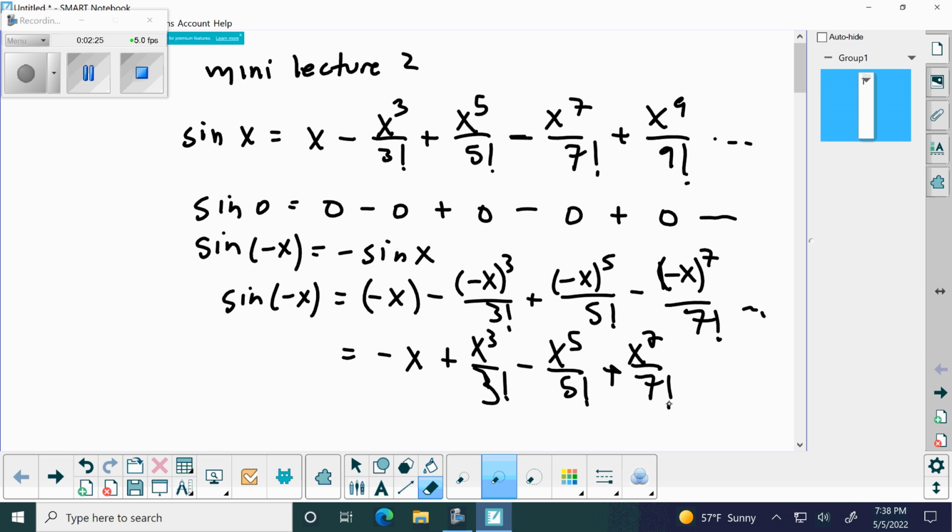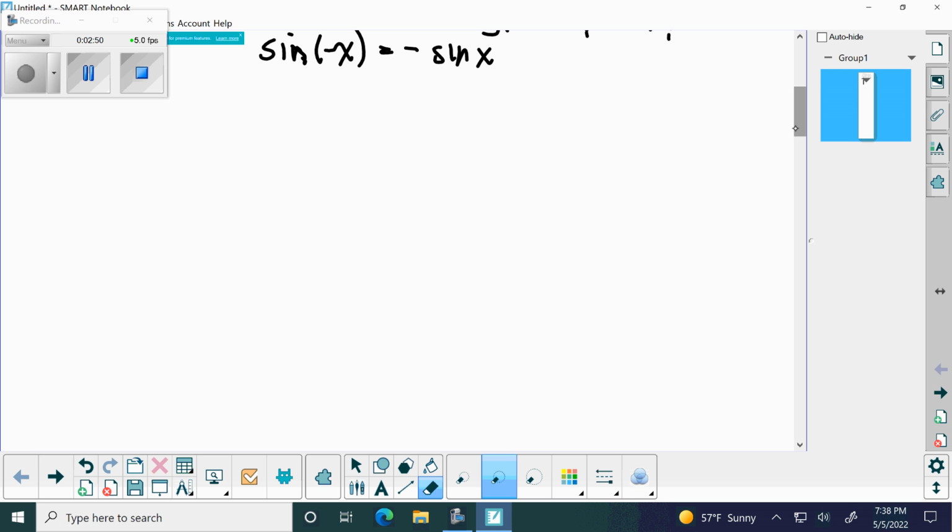So we see here that sine of negative x is equal to the negative of sine x. If we look at the power series expansion for sine of negative x, we see that it's the negative of the power series expansion for sine x. So now let's ask this question over here.